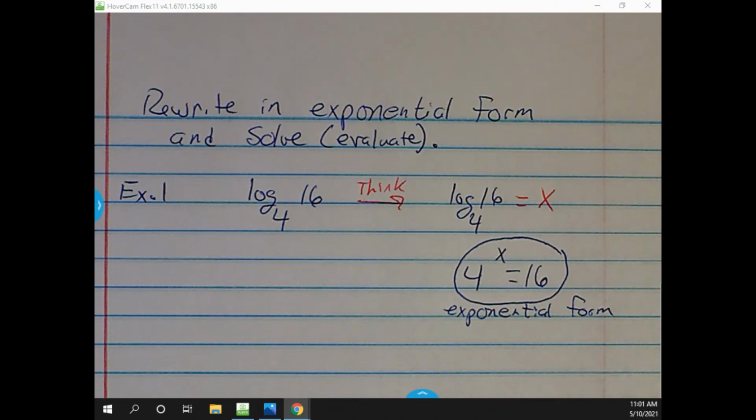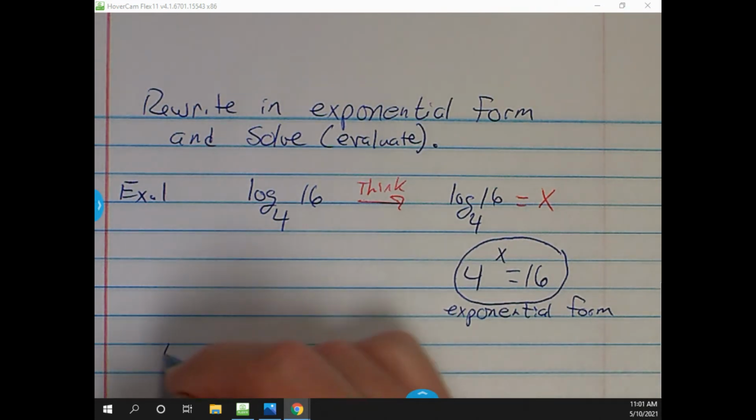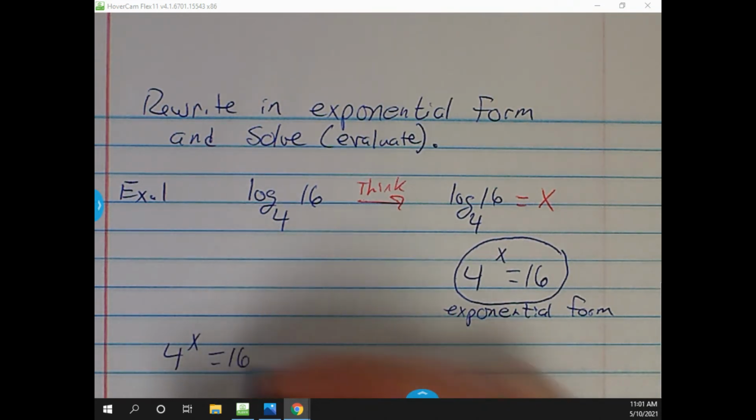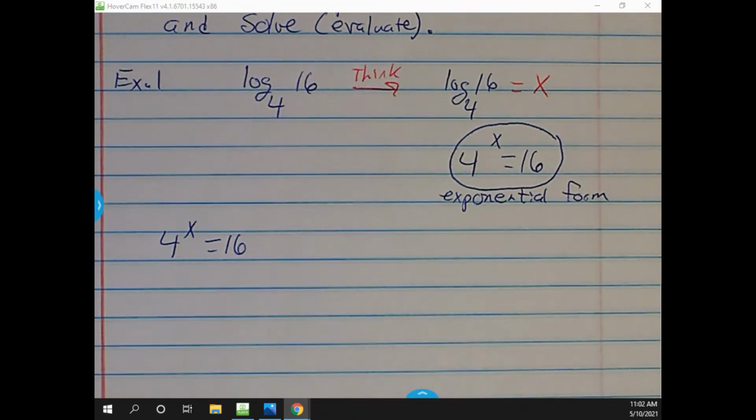Okay, to solve it from there, it's like a second part. We've got 4 to the x equals 16. This is one that sometimes it's just a matter of thinking through the numbers and figuring out what it is that they're going to be.